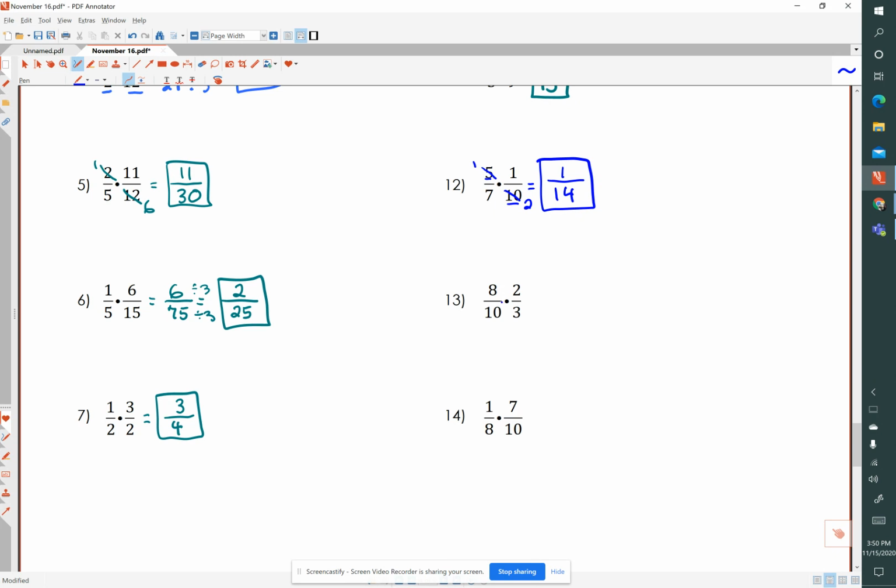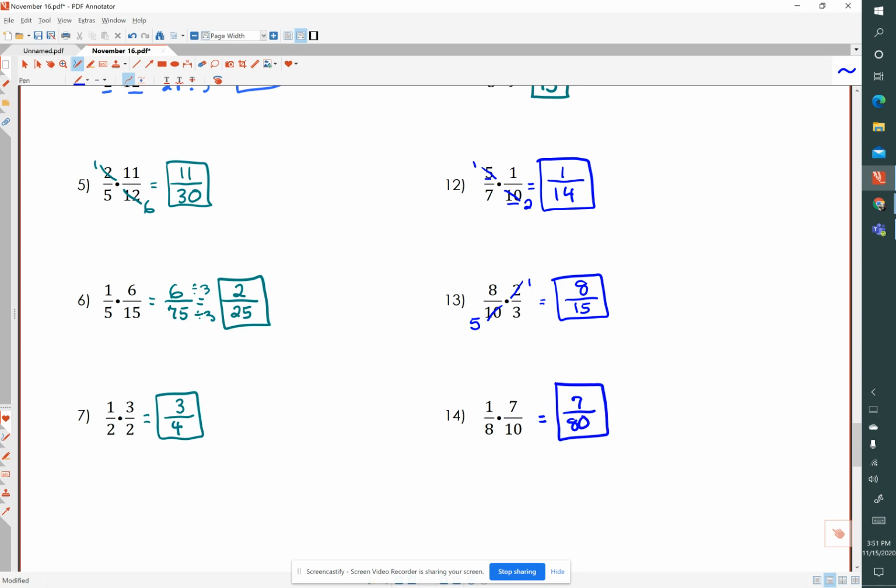In number 13, the 8 and the 3 cannot be cross-simplified, but the 2 and the 10 can, because 2 is a factor of 10. So 2 divided by itself is 1, and 10 divided by 2 is 5. Now we go to step 2 and multiply across. 8 times 1 is 8. 5 times 3 is 15, and that's a final answer. And in number 14, the 1 and the 10 cannot be simplified, neither can the 7 and the 8. So we'll multiply across. 1 times 7 is 7, 8 times 10 is 80, and that is a final answer that cannot be simplified.